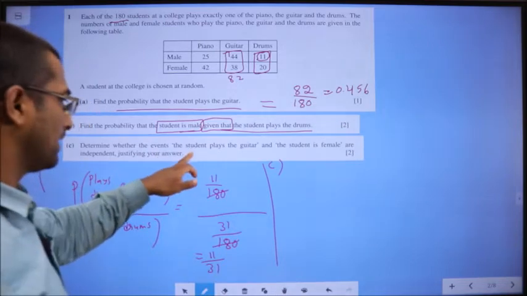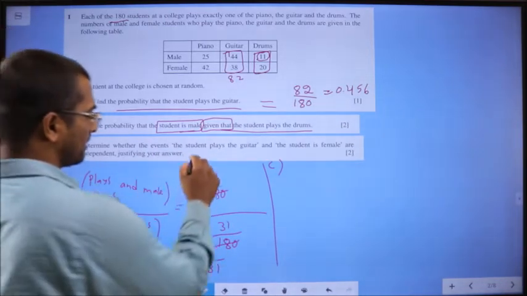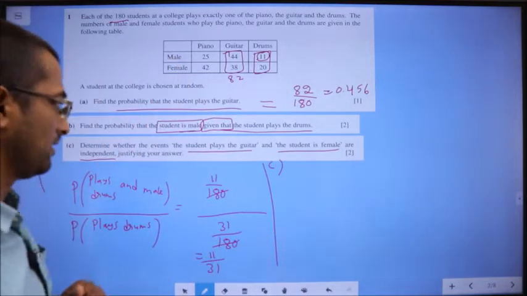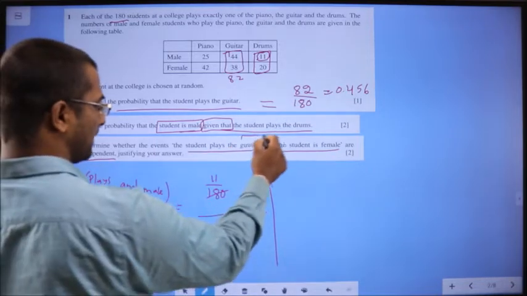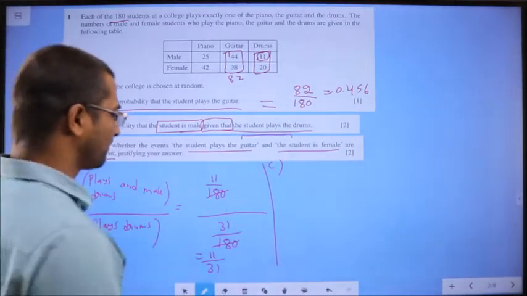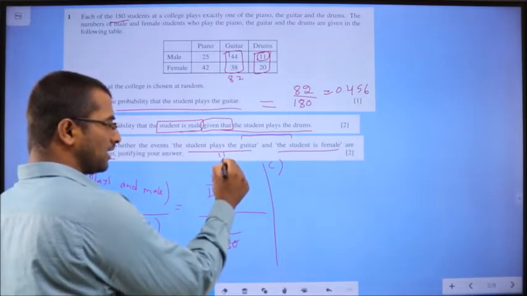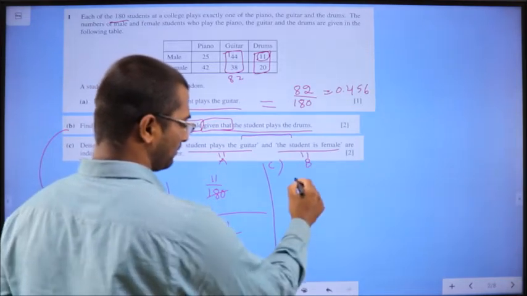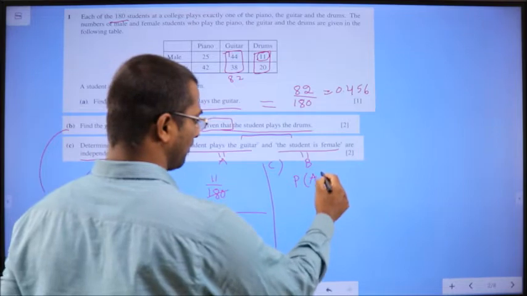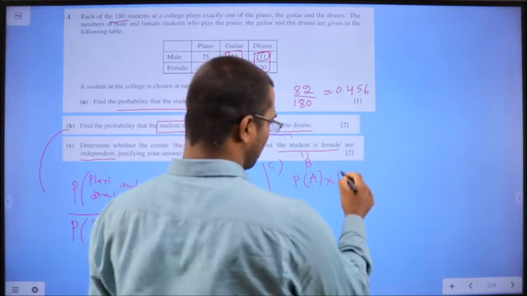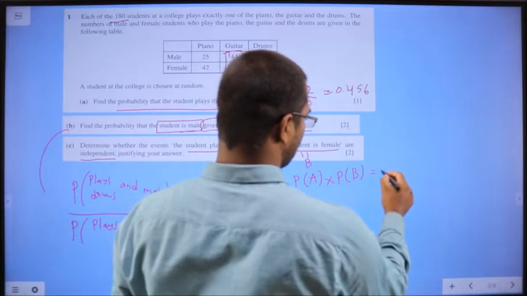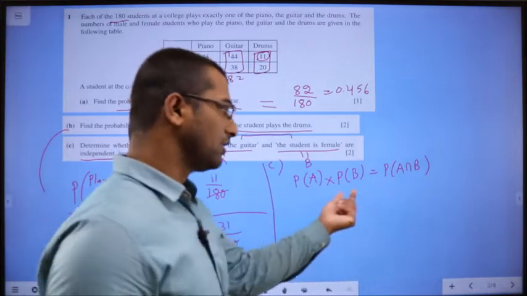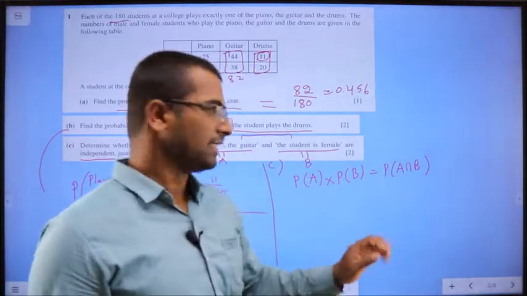Next, C. Determine whether the events "the student plays the guitar" and "the student is female" are independent. We need to check whether these two statements are independent or not. If the student plays guitar, I consider it to be A. The student is female, I consider it to be B. Then I need to check whether P of A times P of B is equal to P of A intersection B or not. If this product is equal to P of A intersection B, then I can say it is independent.